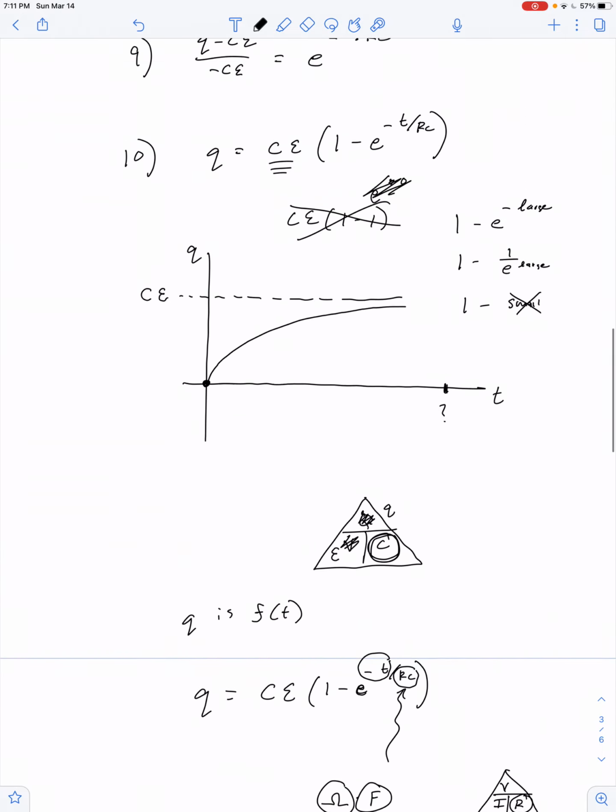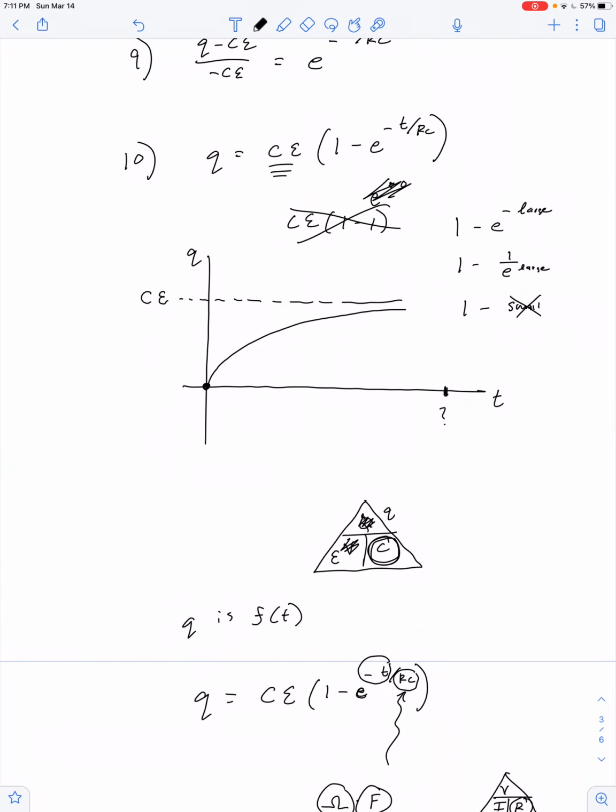If we go back to our graph of charge versus time, if this is 100%, then 63% would be about there. So if we read across and read down, then this value on our time axis would represent tau, the product of the resistance and the capacitance, the time that gives us an amount of charge equal to 63% of the maximum charge that's going to develop on the plates.